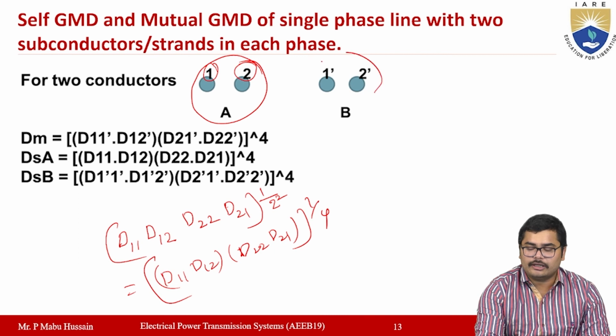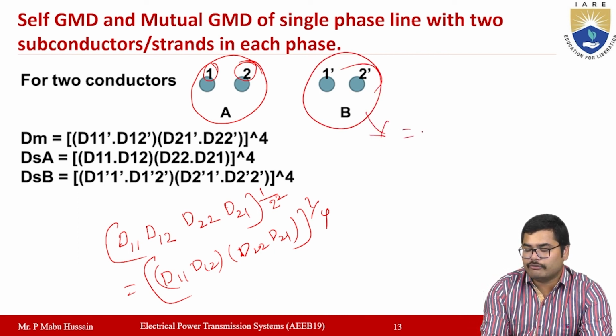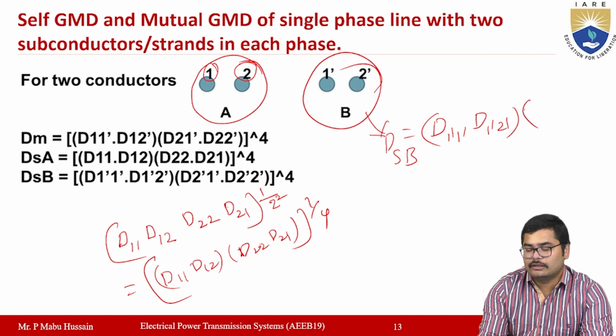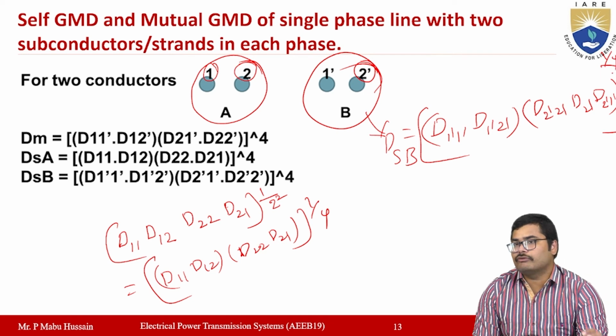Okay, similarly you can write the self GMD for conductor B also. So the value will be DSB. If you consider D1 dash 1 dash, D1 dash 2 dash, this is one set you have to consider. If you take the second conductor, D2 dash 2 dash into D2 dash 1 dash, whole to the power of number of conductors whole square. So 1 by 2 square will be there, again 1 by 4 you will get.